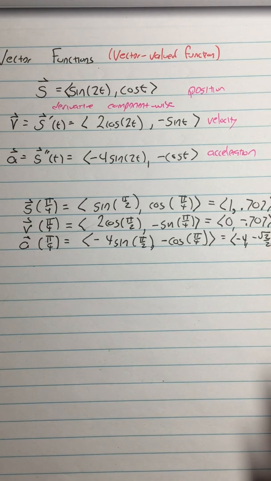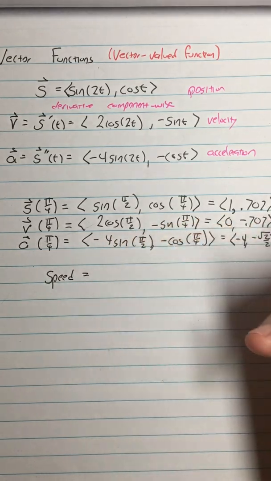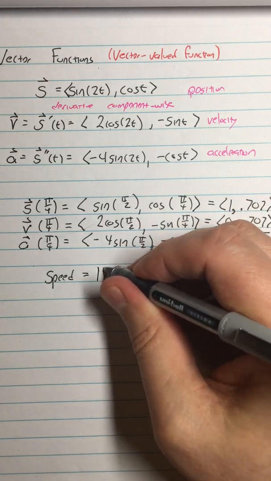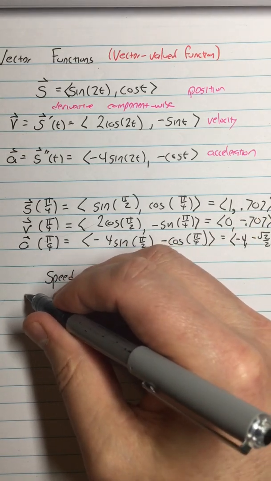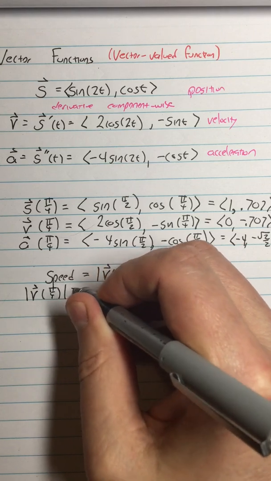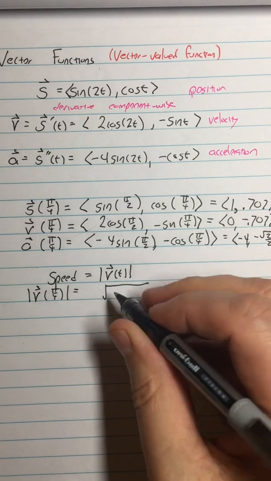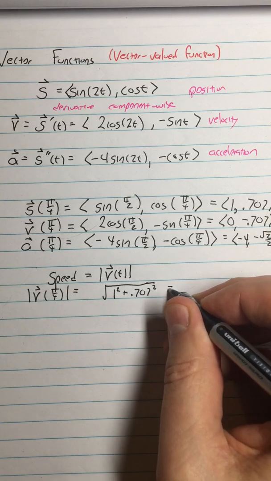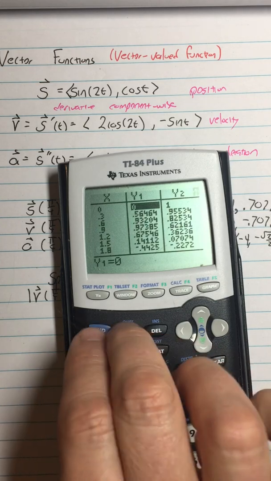Now, other things that I can get here is the speed. Just like in real number context, speed is the absolute value of velocity for real number functions. For vectors, speed is the magnitude of velocity. So I can find the magnitude of the velocity, or the speed, at pi over 4. That would be equal to the square root of 1 squared plus 0.707 squared. And that happens to equal, oh, I don't know what it equals. Let's find out. That's one of the things I did not do ahead of time.